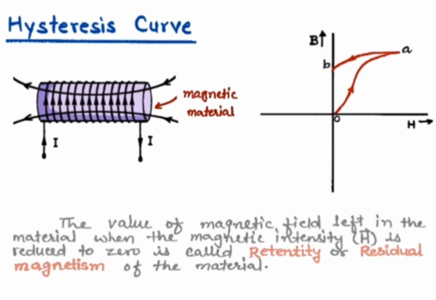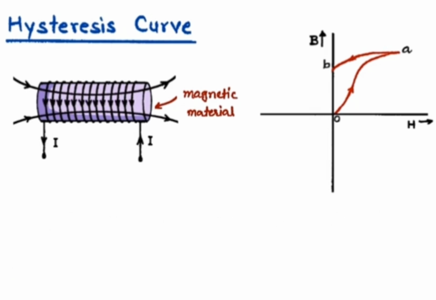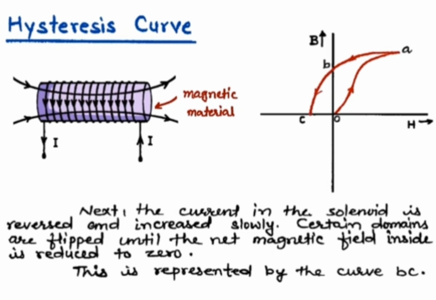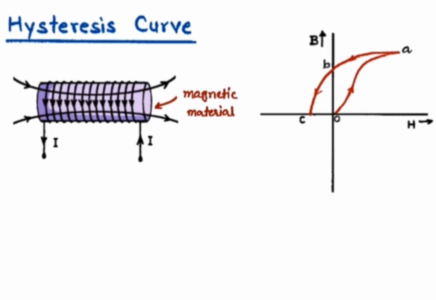After that, we are going to reverse H. That means next the current in the solenoid is reversed and increased slowly. Certain domains are flipped until the net magnetic field inside is reduced to 0. When the flipping of domains takes place, we obtain the next part of the curve, which is the curve BC. So we are obtaining the portion which is on the H-axis, that is OC.